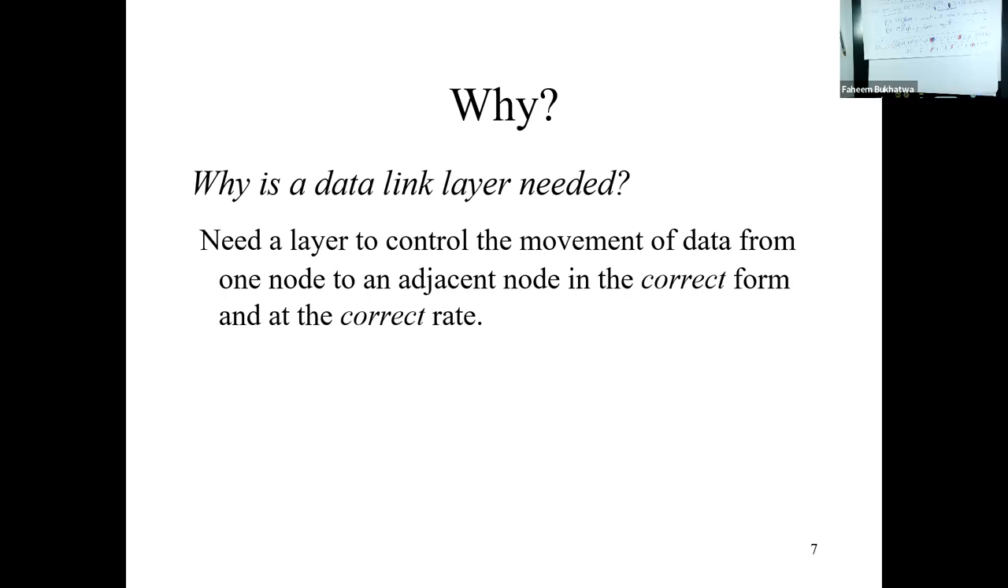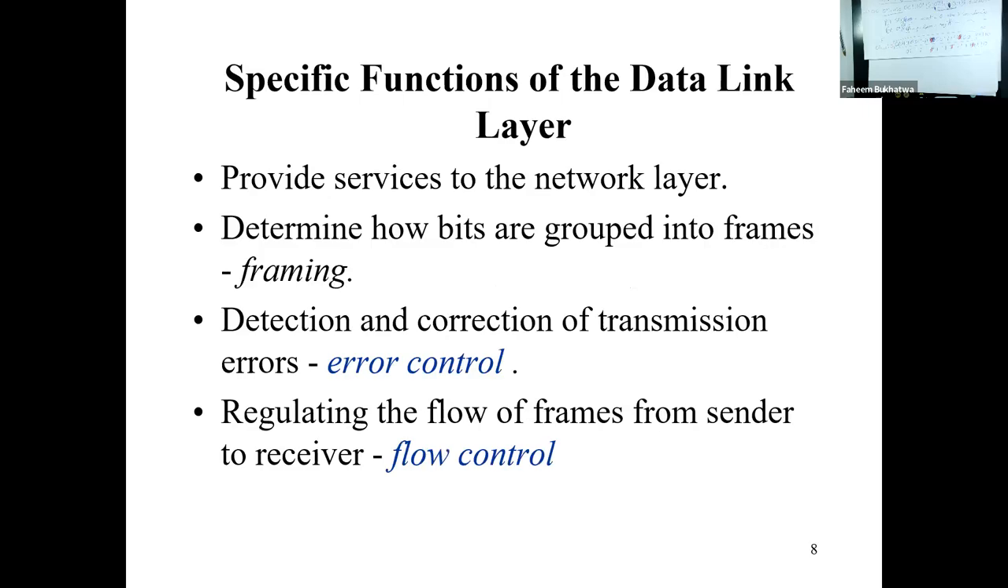But we need a layer to control the movement of data from one node to the next, or to the adjacent or the neighboring node, in the correct form and the correct rate. Rate, that means speed difference, and that's where flow control comes in. Specific functions of the data link layer: it provides services to the network layer. It determines how bits are grouped into frames, so it performs framing. One of its jobs is to build frames, and the receiver identifies those frames. Detection and correction of errors.